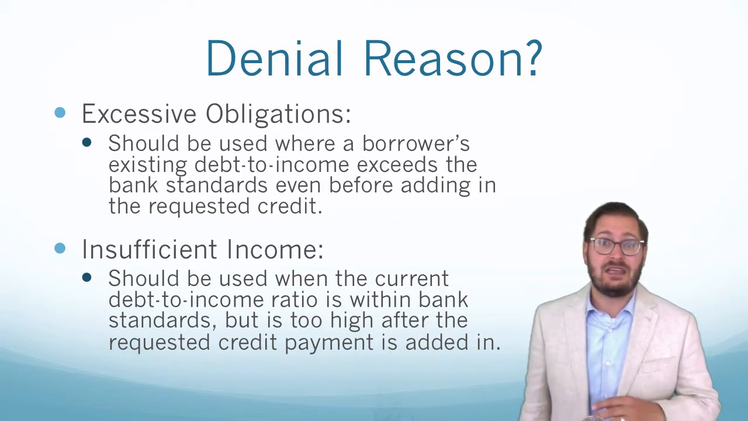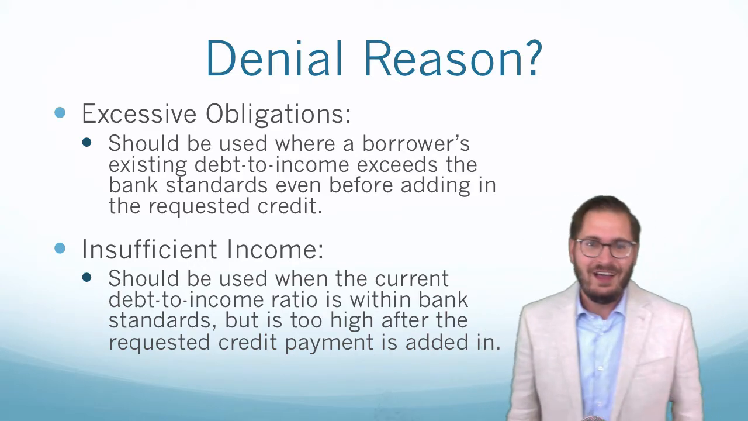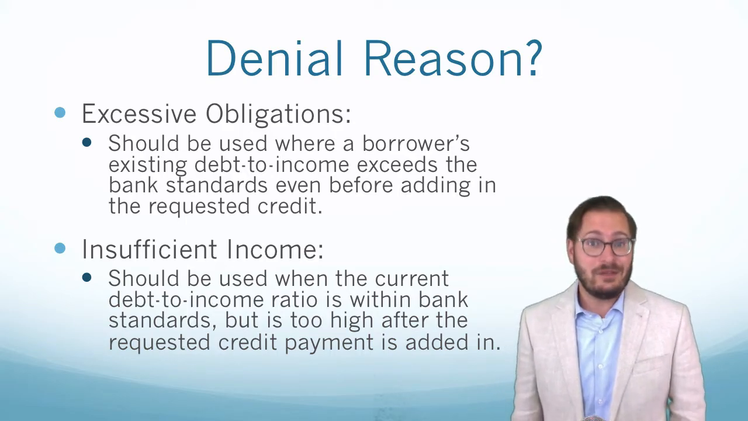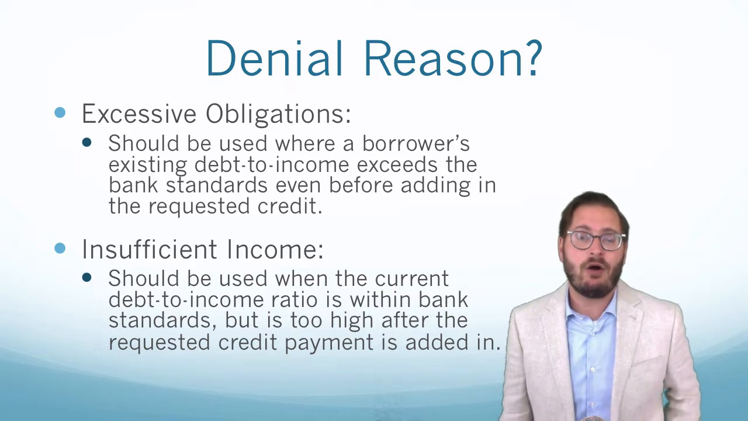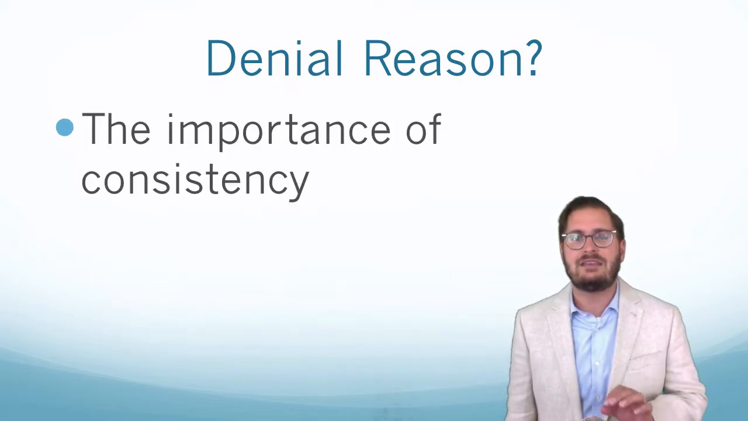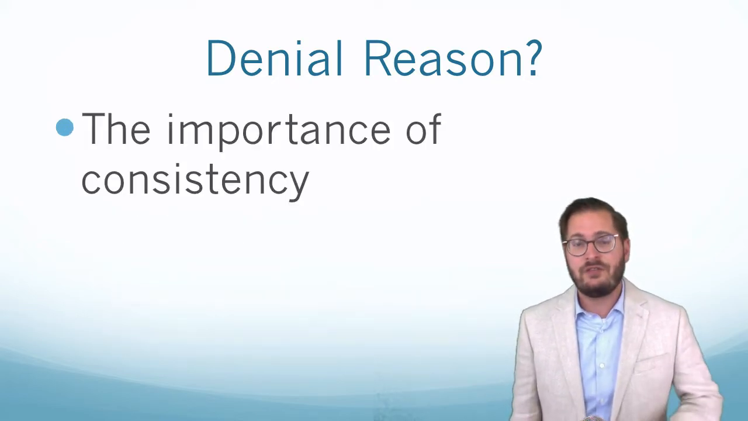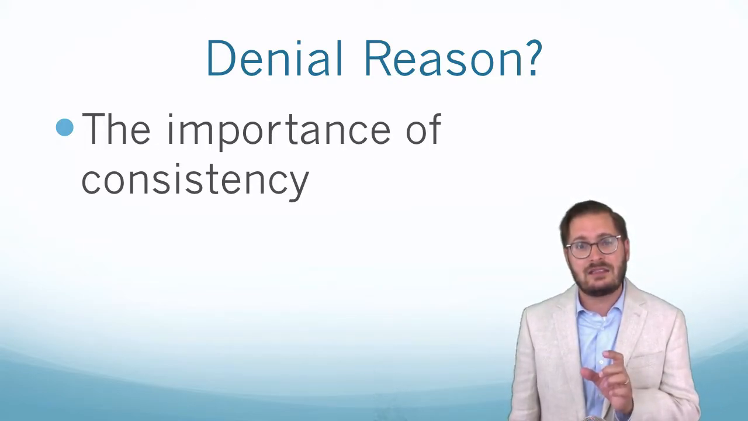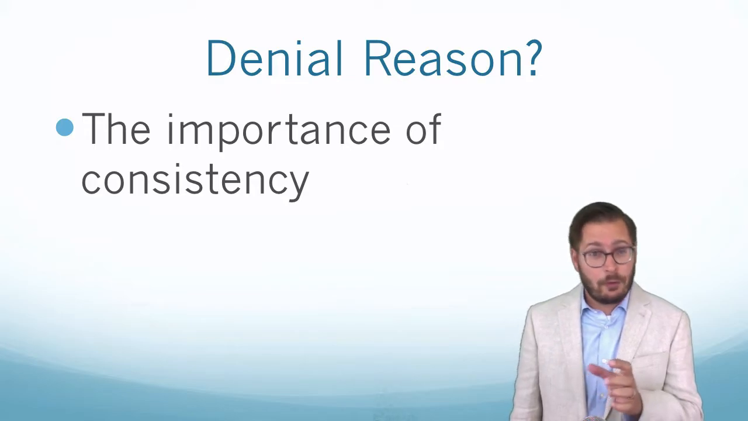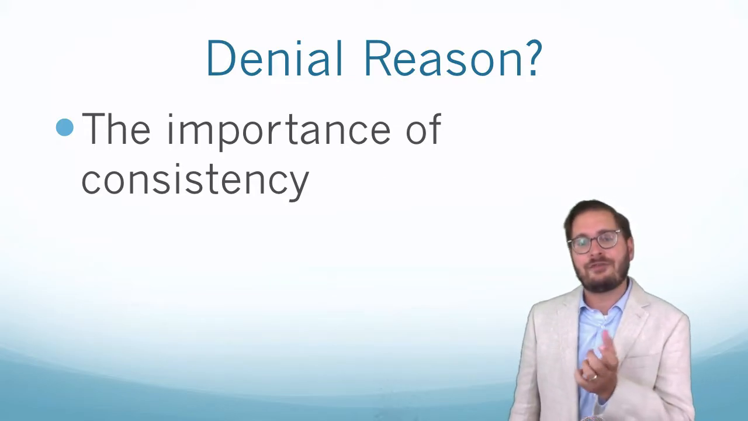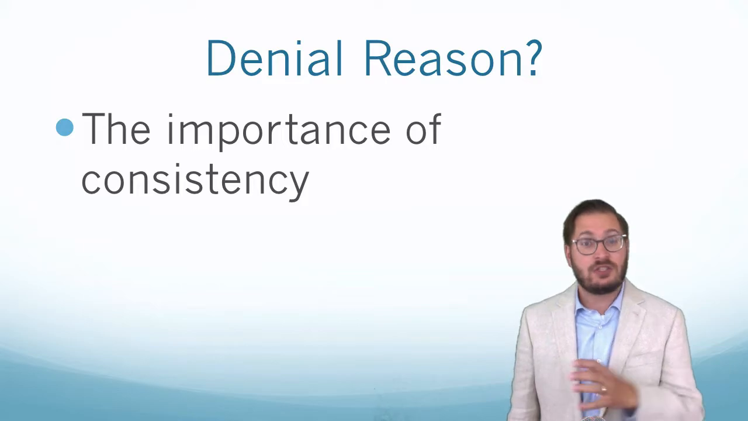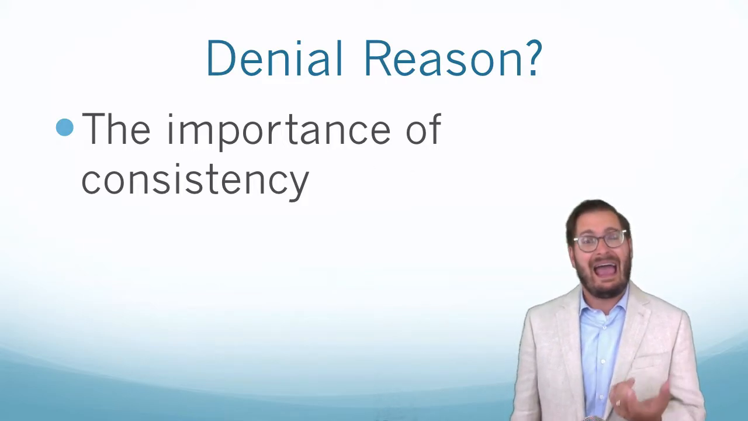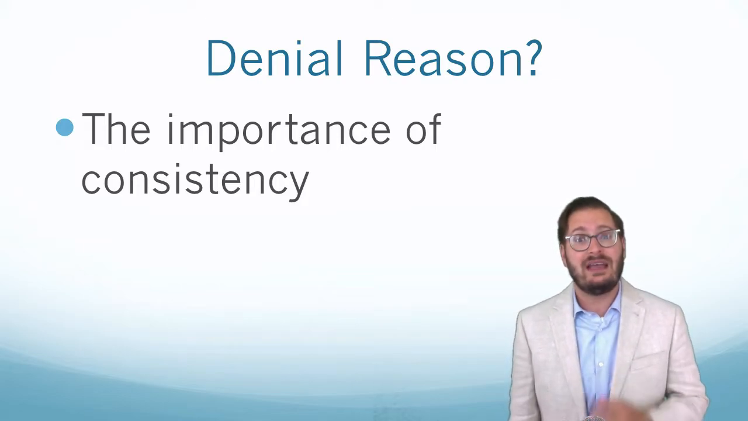Now, what happens if it is both? Well, then if it starts too high and ends up too high, then you could use both. But what I typically recommend is to be consistent. If you're going to use both reasons, I would want to see a debt to income ratio that calculates the debt to income before the proposed payment's in and after the proposed payment is in, or two DTIs, because before it's in, that would show excessive obligations. After it's included in, that would show insufficient income.